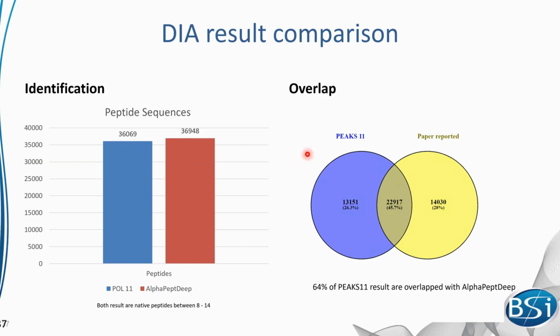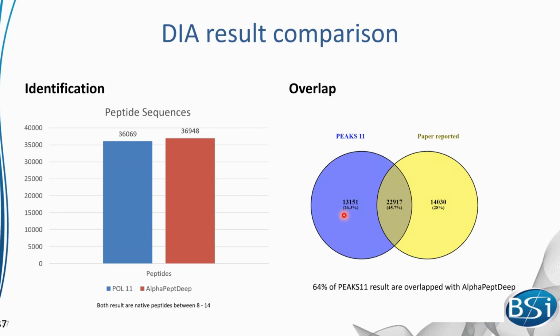And we also compare the overlap between the two algorithms. The first thing is that around 64% of the peptides reported by Pix11 can be overlapped by the paper from the Matthias Mann group. And for each algorithm, around 26% of the peptides are unique to each of the algorithms.